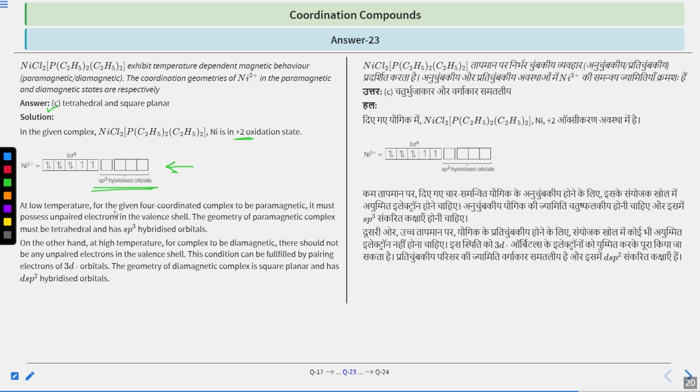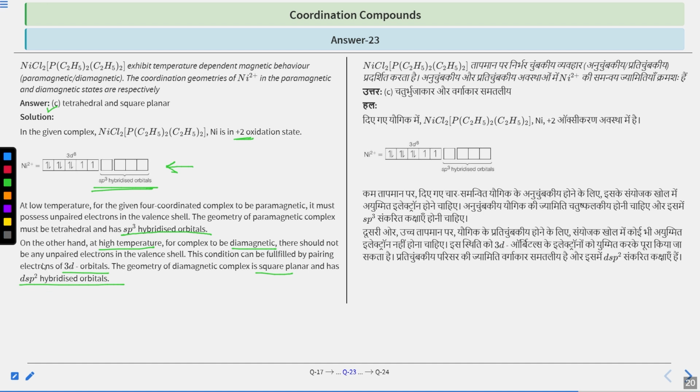So at the low temperature, for the given 4 coordinated complex to be paramagnetic, it must possess unpaired electrons in the valence shell, right? The geometry of paramagnetic complex must be tetrahedral and has sp3 hybridized orbitals. On the other hand, at the high temperature, for the complex to be diamagnetic, there should not be any unpaired electrons in the valence shell. This condition can be fulfilled by pairing the electrons of d orbitals, and the geometry of diamagnetic complex is square planar and has dsp2 hybridized orbitals.